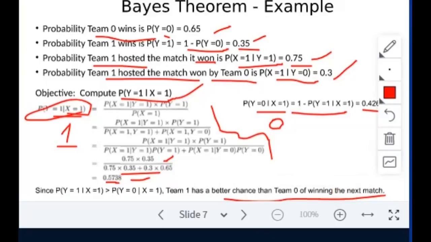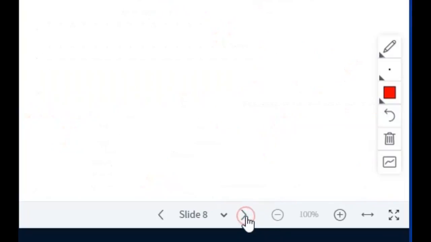So here in the Bayesian classifier, the classification is based on the theorem called Bayes theorem. The theorem got the name Bayes theorem after a mathematician, Thomas Bayes. Next we move on to the next slide.